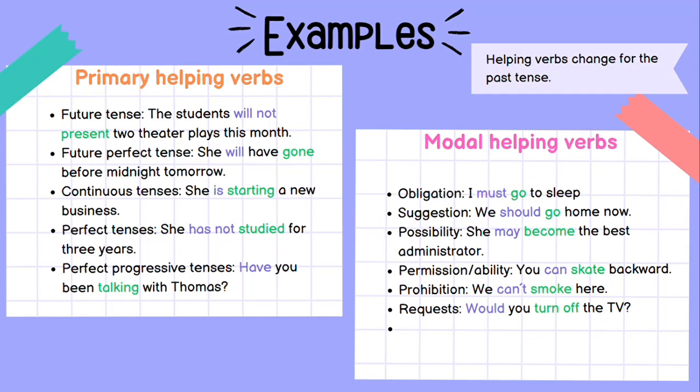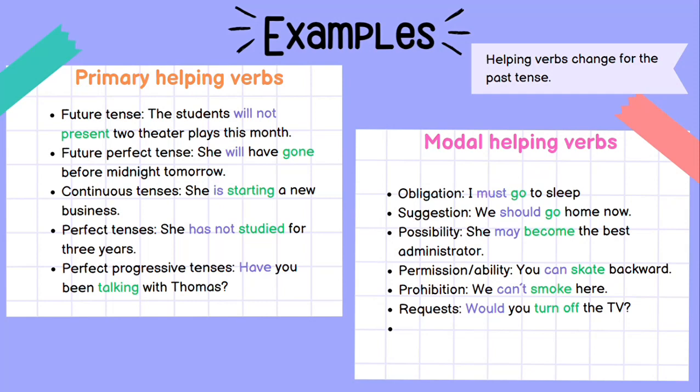In this case, as you can see, we changed the position of the helping verb because this is a question. For the modal helping verbs, we have for obligation, I must go to sleep. Must is the helping verb, go the main verb. For suggestion, we should go home now. Should helping verb, go main verb.